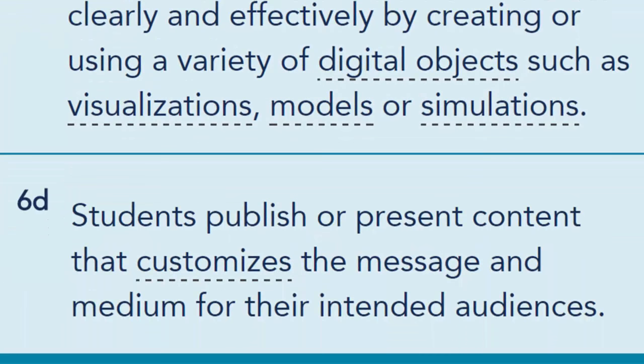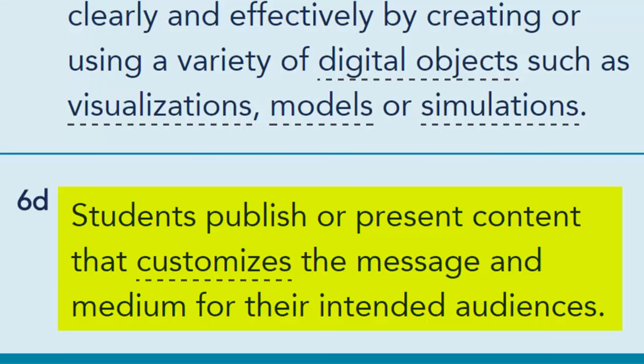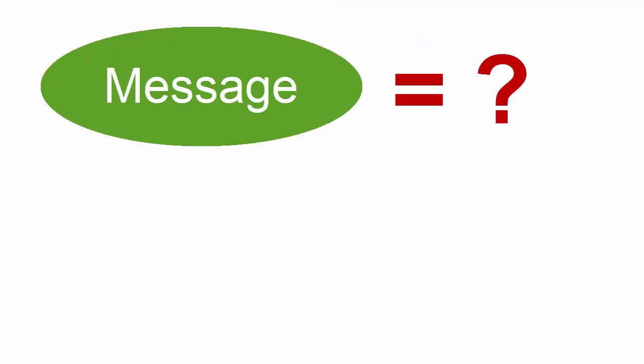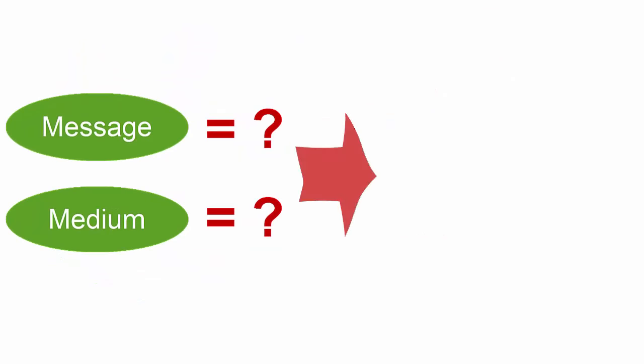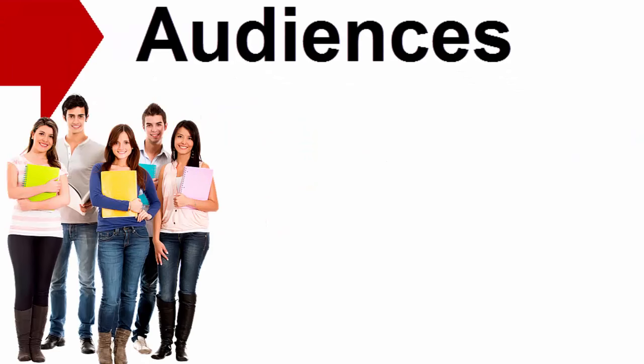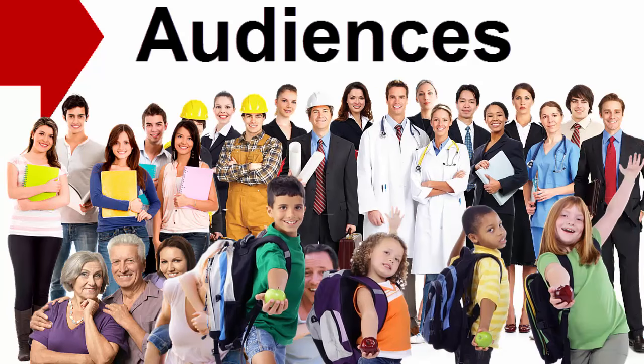Let's look at the fourth indicator, which is the last indicator here. Your students must learn to publish or present content that customizes the message and medium for their intended audiences. To do that, we need to identify both message or content and medium or mode of delivery to successfully convey ideas or creations to various audiences. The audience could be peers, parents, community members, students.